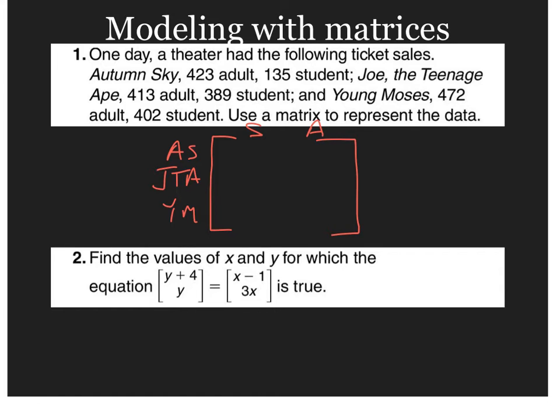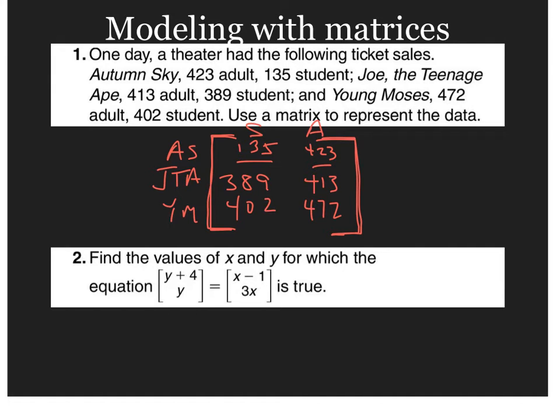So Autumn Sky, students, how many ticket sales? There were 135. How many adults? 423. Joe the Teenage Ape had 389 students, 413 adults, and Young Moses had 402 students and 472 adults. So nice, neat, and clean. Now this little matrix, which we enclose with these little brackets on the side, is nice, neat, and clean as opposed to all jumbled up there.